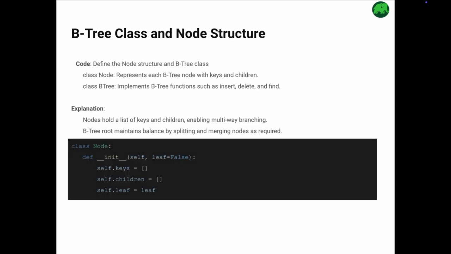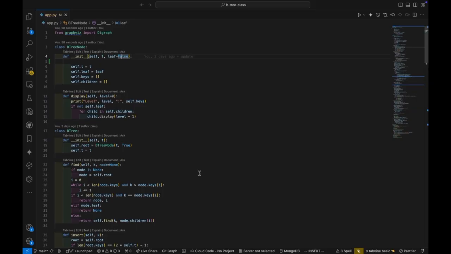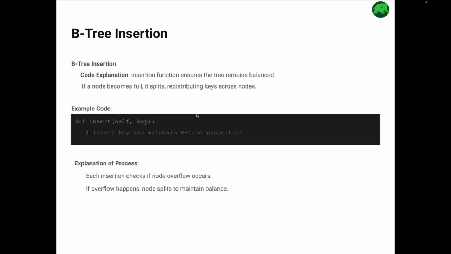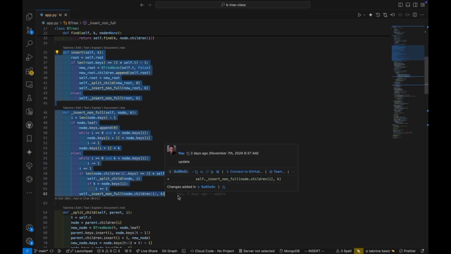Here comes the code. This is how to set up your node and B-tree classes in Python. Each node stores keys and references to child nodes. Next, our B-tree class will handle functions like insert, find, and delete to keep the tree balanced. Our insert function ensures the B-tree maintains balance even if a node gets too full. Here, each insertion checks for overflow. If there is too much data, we split nodes to keep everything balanced. That is how we make sure the B-tree structure remains efficient and ready for fast searching.